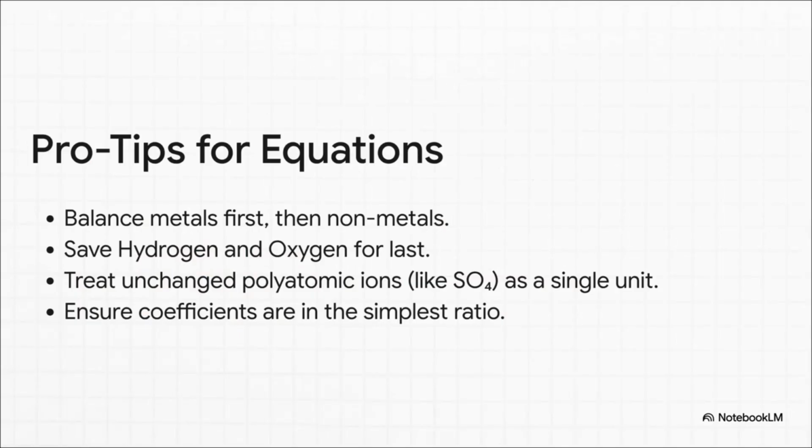All right, here are a few tips to make your life way easier. When you see a really complex equation, start with the metals first, then the other nonmetals, and always save hydrogen and oxygen for the very end. They tend to pop up all over the place. And here's a huge time saver. If you see a group of atoms like sulfate, SO4, and it's on both sides of the equation, don't break it apart. Just treat that whole group as one single thing you need to balance.